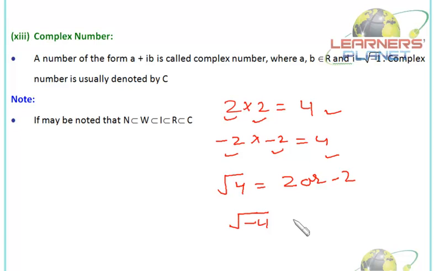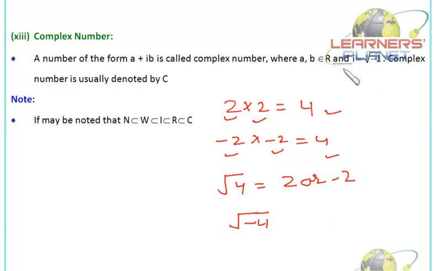I don't have. So these sorts of numbers, that means the square roots of negative numbers, are actually imaginary numbers. They really do not exist. They exist only in imagination. That's why these are known as imaginary numbers. So root of minus 4 will be an imaginary number because there does not exist any number which, multiplied by itself, produces minus 4.